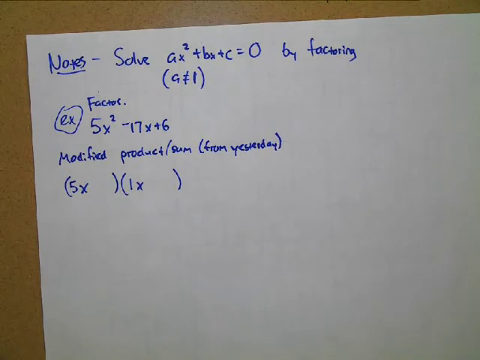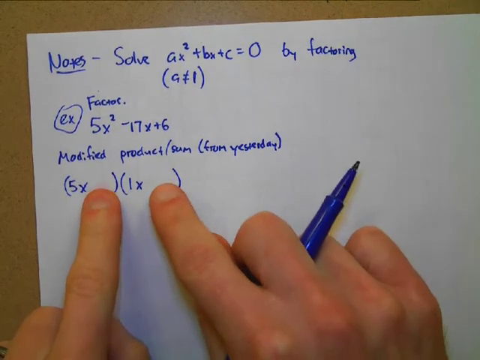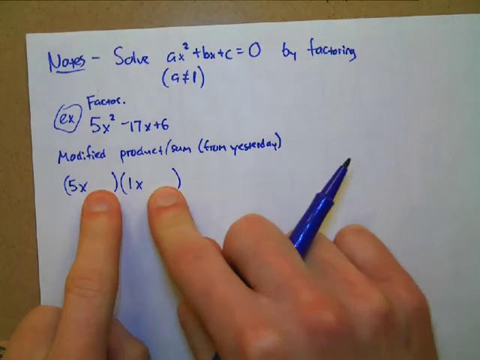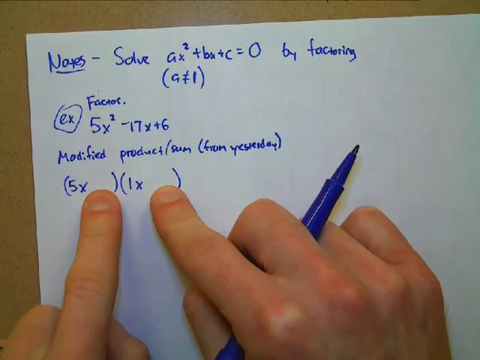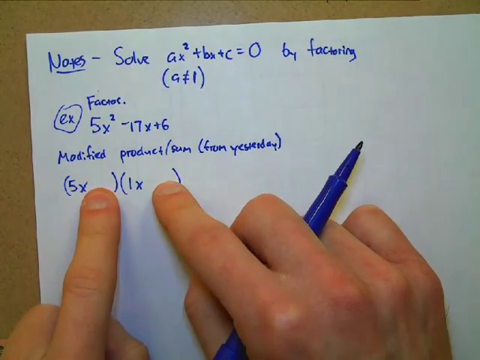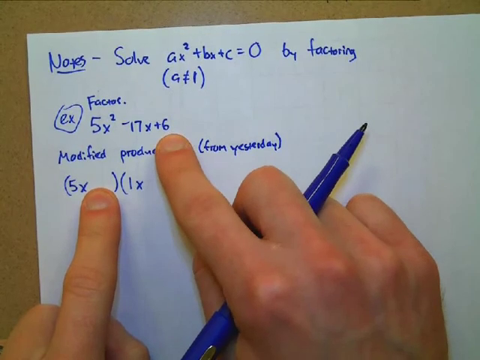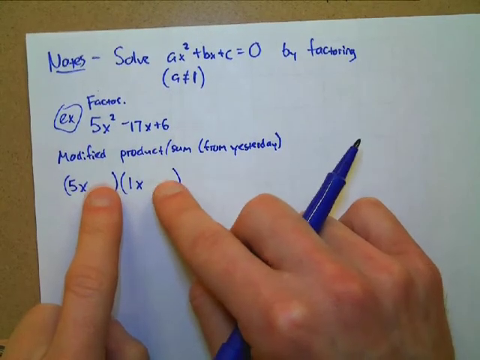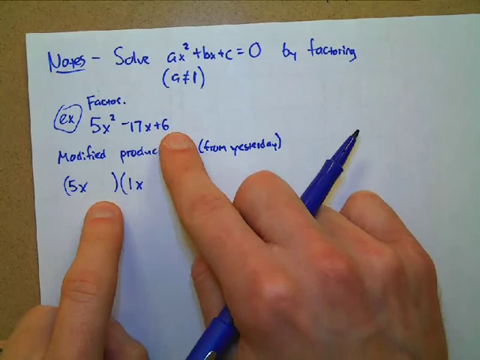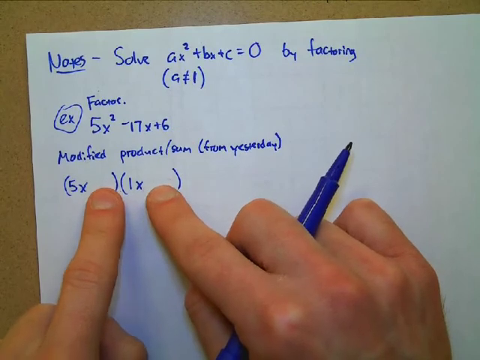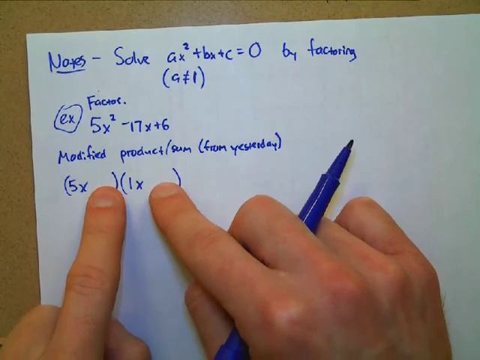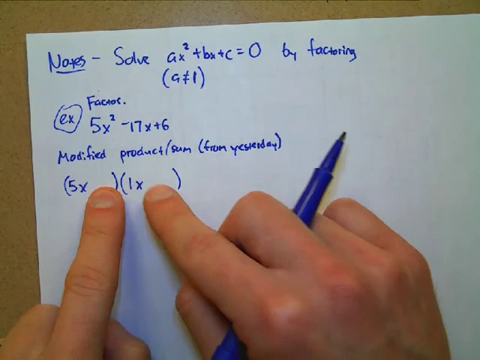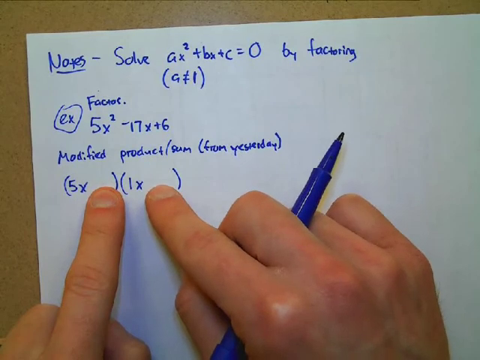Now I need to look for two numbers here, and these two numbers will have to multiply to make 6, like before, because they're the last terms. But then I have to be careful. These two numbers are not going to add to make negative 17. So how are we going to get negative 17?